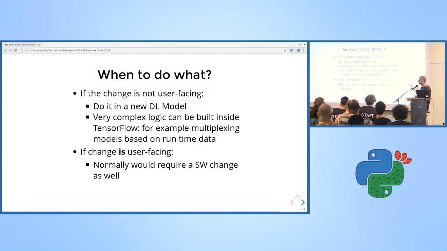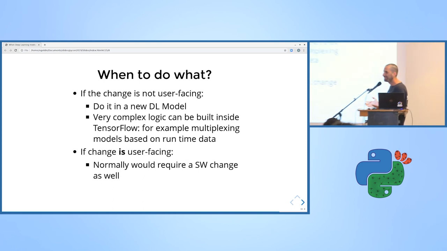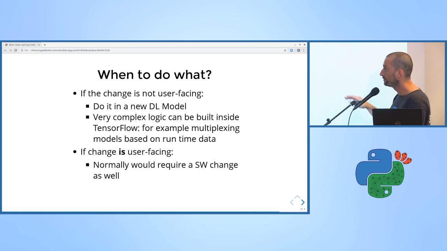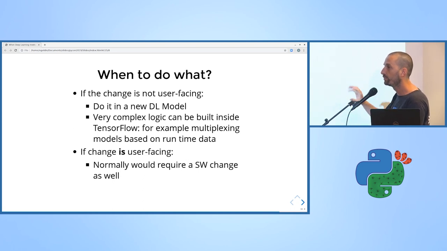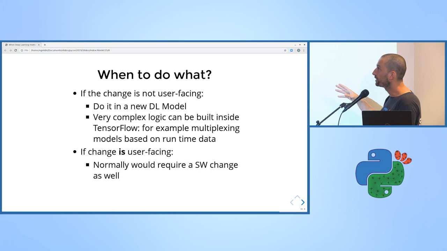Yeah, that's a great question because I have a slide for it. Basically, if the change is not user-facing, I say do it in the model. If there's nothing being used inside the application, then do it inside the model. It's much easier. And TensorFlow allows very complex stuff that can be done inside the model without violating the contract. For example, you can take three models and pack them as if they're one, like take three graphs and build TensorFlow functions that do multiplexing, deciding whether it goes to this model or the other model. So if it's not user-facing, I will do it inside the model and retrain.